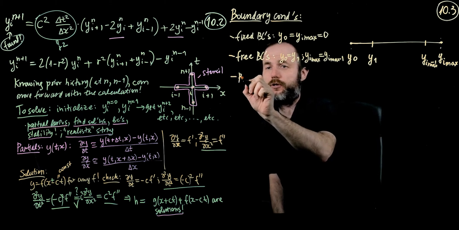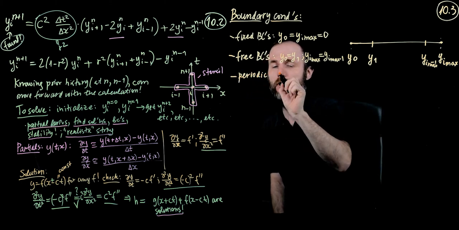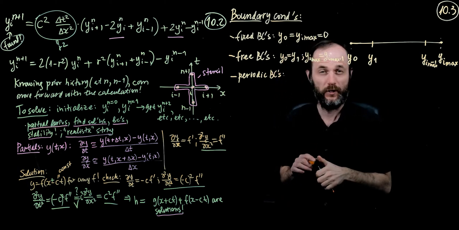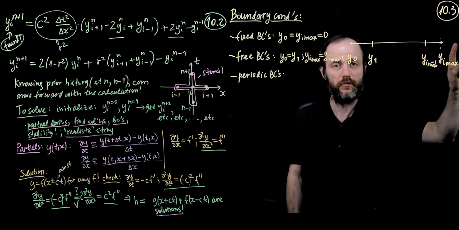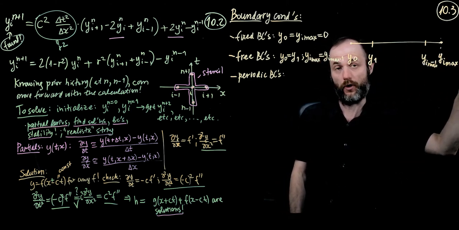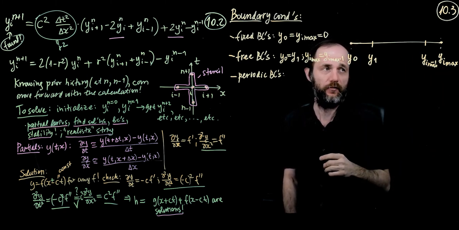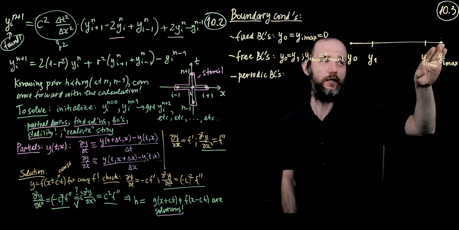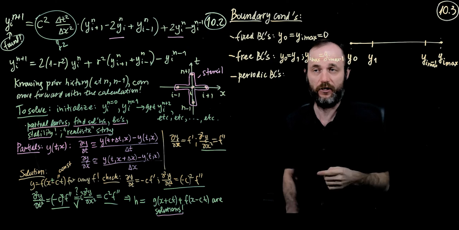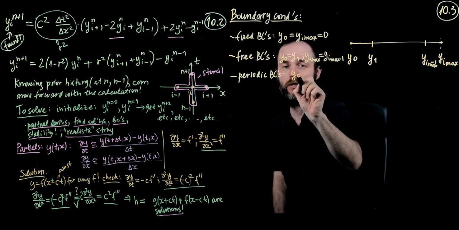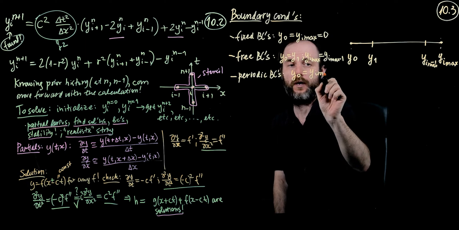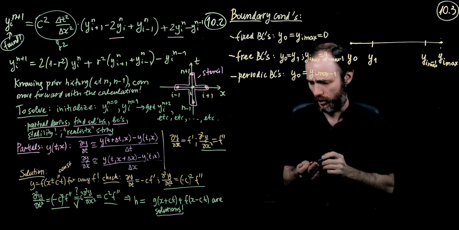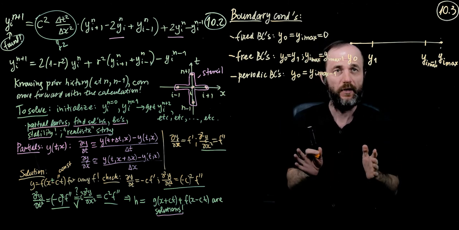Finally, we're going to consider periodic boundary conditions. So what is periodic boundary condition? That is, if a wave comes out on the right, it will come back on the left. So that means that when this one goes up, this one will go up as well, so as we prepare the left-hand side for the re-entry of the wave. So that means that y0 is equal to yi max minus 1. So hopefully that makes sense.